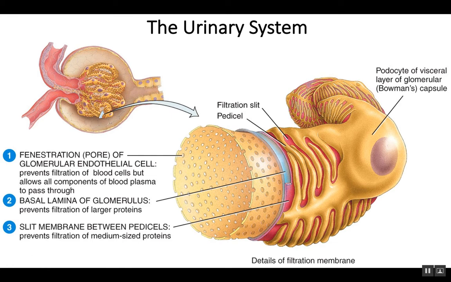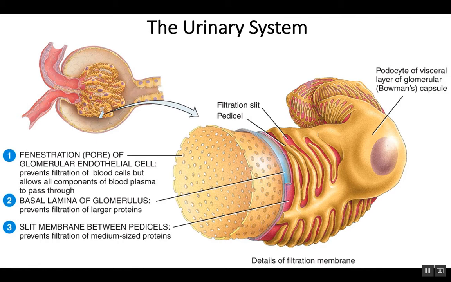What that layer does, it prevents big things. All right, so it's going to prevent red blood cells, white blood cells, and platelets from passing through and getting filtered. The next layer, which is called the basal lamina, prevents big proteins from being filtered. So large proteins do not get filtered from the blood. An example of a large protein, a very important one, is albumin. If you recall, albumin is the number one plasma protein in our blood.